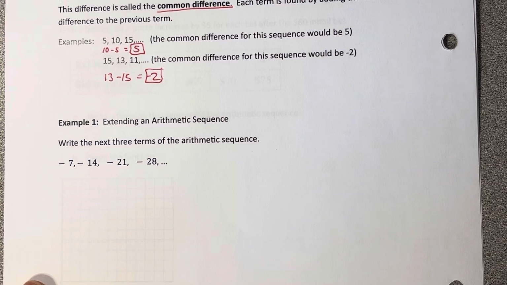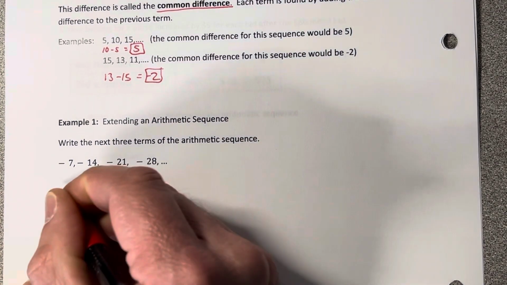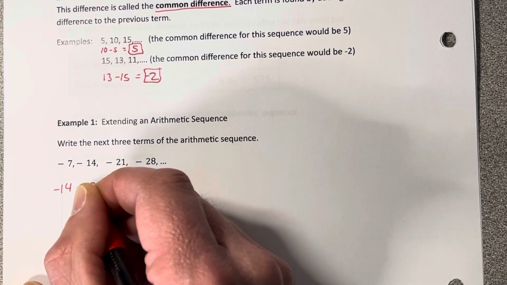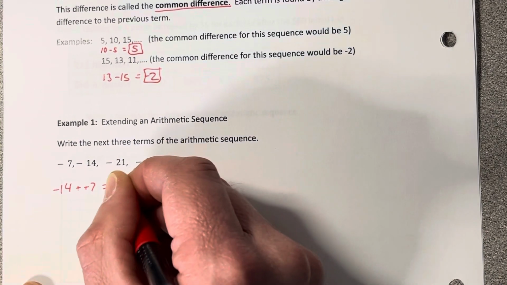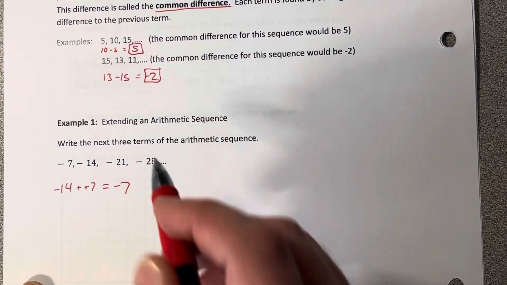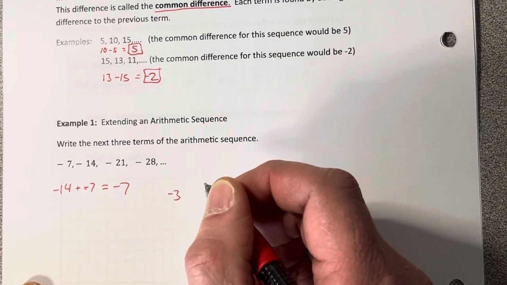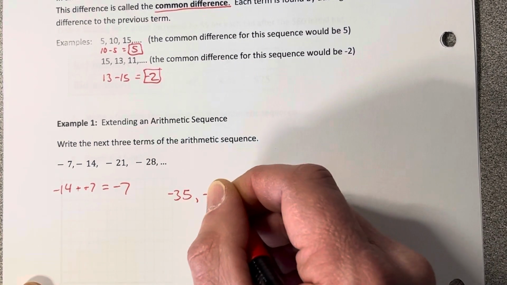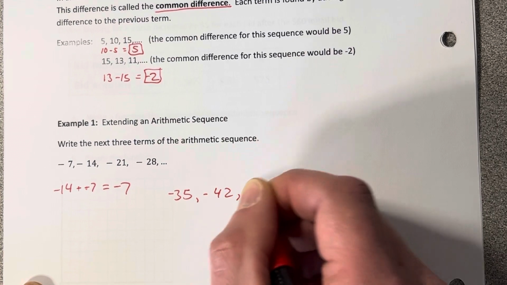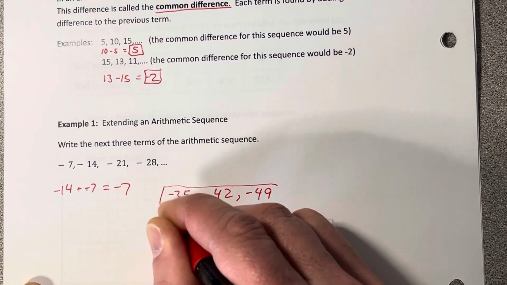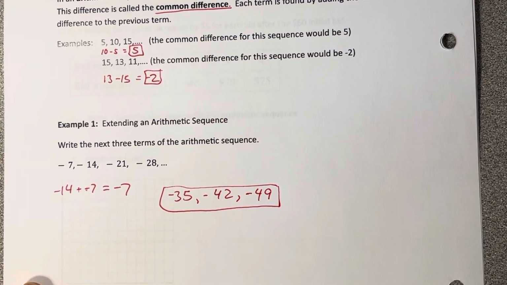All right, so here we've got a sequence, and the spacing's a little weird here, I apologize, but it says write the next 3 terms of the arithmetic sequence. So it's usually helpful to figure out what the common difference is. So negative 14 minus a negative 7, well, you're going to add the opposite. You're going to get negative 7. They are adding negative 7 each time. So the next one would be negative 35, then negative 42, and then negative 49 would be the next 3 numbers in the arithmetic sequence.